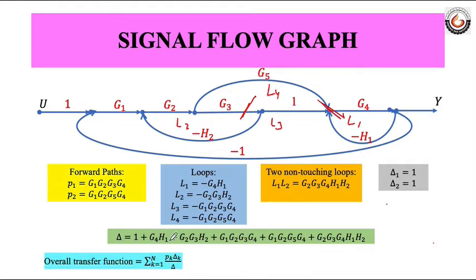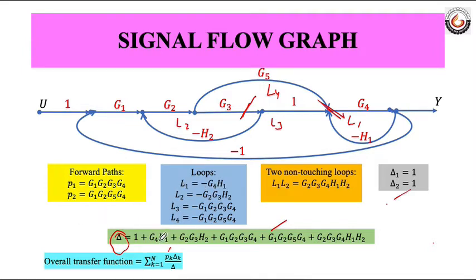So this is my Mason formula. Now we know both pk's are known. Before going, we need to compute delta and delta k. So first we will define what is delta. Delta as per definition is 1 minus individual loop.